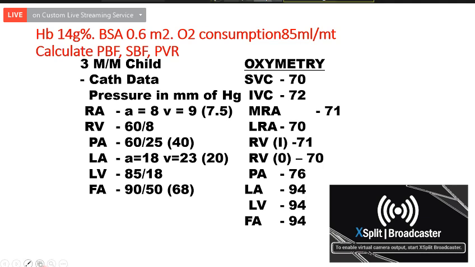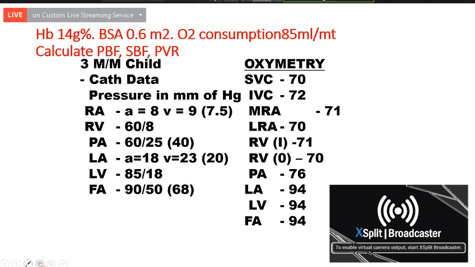PDA, sir. AP window. So you have to consider AP window as an important possibility because it's a small child and has come with significant symptoms and there is oxygen desaturation in the left side chambers. So I think you should consider the possibility of AP window.